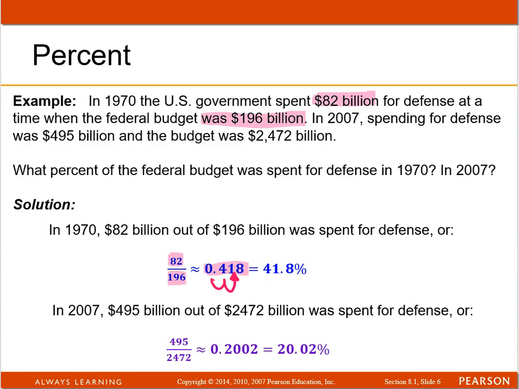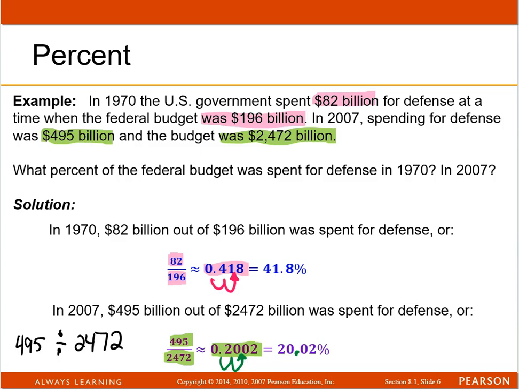In 2007, they spent $495 billion out of this total. So take 495 and divide it by 2472. Remember, you're going to type the 495 into your calculator, then hit the division sign, and then hit the denominator. It's always numerator divided by denominator. And then that's going to give you approximately this number. And then if you multiply it by 100, the decimal point is going to move 2 places to the right and land right here in between those 2 zeros. And then don't forget the percent sign.